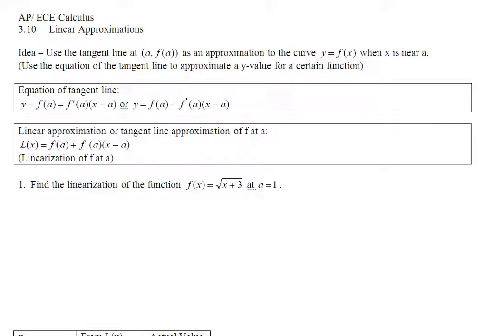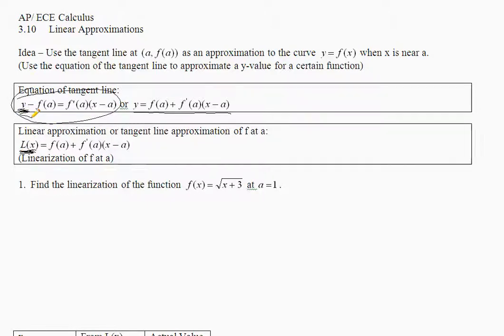So we all know the equation of the tangent line is y minus the y value f of a equals f prime of a times x minus a. Now, if you just take this equation of the tangent line and we solve for y, we would get this. And that is our linear approximation. Okay, so linear approximation, the only difference here is now instead of y equals, it's L of x equals. And this is the y value of the tangent line. It's just this equation of the tangent line solved for y.